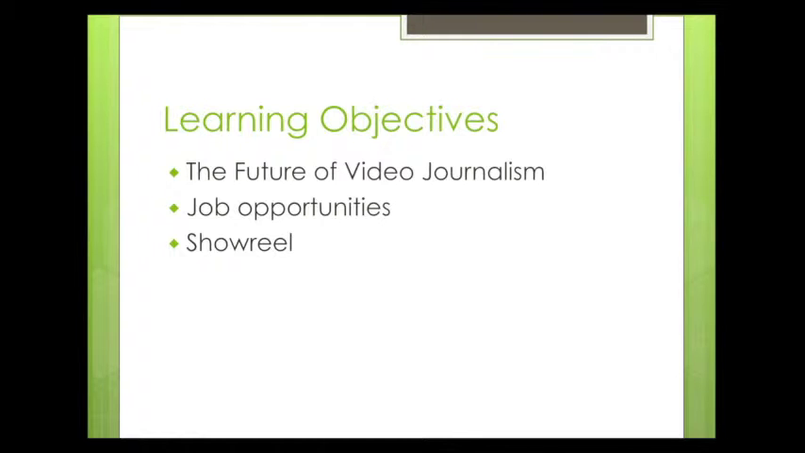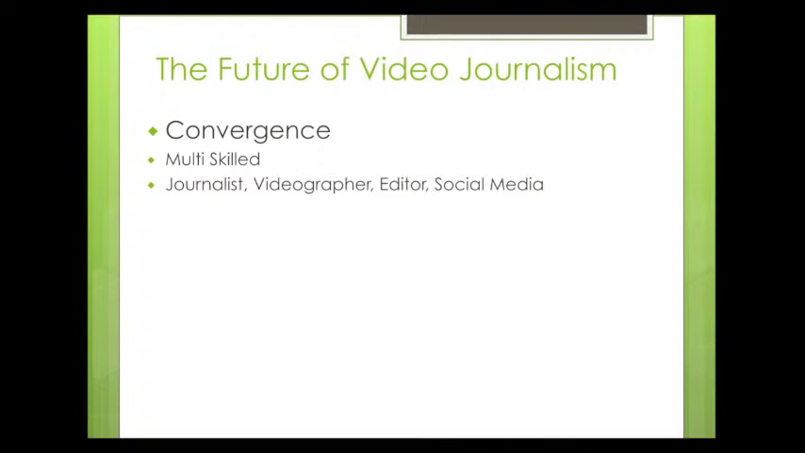The other thing is it's about convergence. Now, what does that mean? It means you need to be multi-skilled. You can't just be a journalist anymore. You need to be a video journalist or editor, social media, and everything. So this course is actually equipping you to become a multi-skilled journalist that can do everything. And that's the way the world's coming, simply because the money's gone out of traditional journalism. And the people that are multi-skilled will get the jobs over the ones that are not.